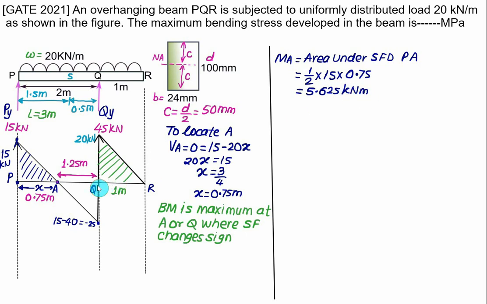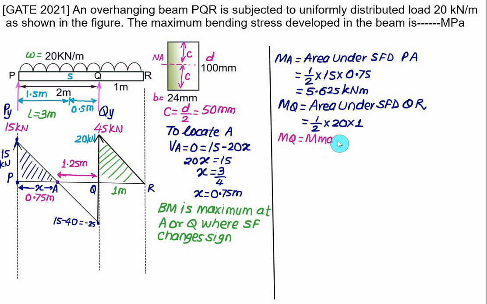Secondly, we can calculate the maximum bending moment at point Q also by considering this triangle. So the bending moment at point Q is again equal to the area under the SFD diagram from Q to R, that is again a triangle, so it equals 1 by 2, with height equal to 20 and base equal to 1. So this value MQ is the maximum value of the bending moment, equal to 20 kilonewton meter. So this value you have to use for calculation purposes.